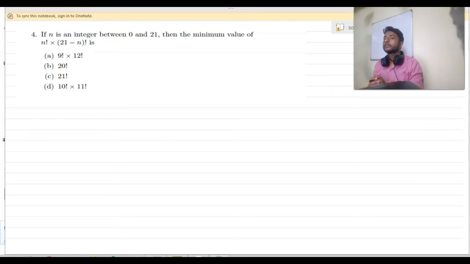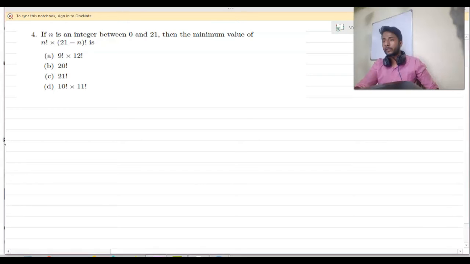Let's solve the next question. It is also a very easy question. Here they have asked: if n is an integer between 0 and 21, then we have to find the minimum value of n! × (21 − n)!. Okay, so I am writing n! × (21 − n)!.